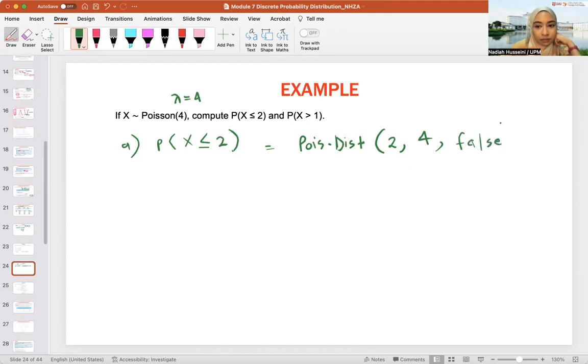Is this correct or not? What was the default for our distribution in Excel? It's cumulative, right? So true is cumulative, false is probability mass function. So again, Akmal, do you want to revise your answer? True. Okay. So this is if you were to write this in Excel.